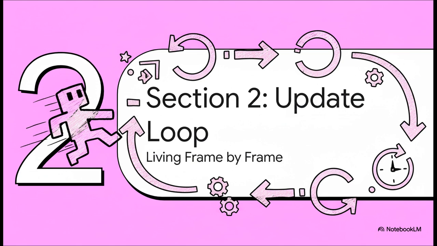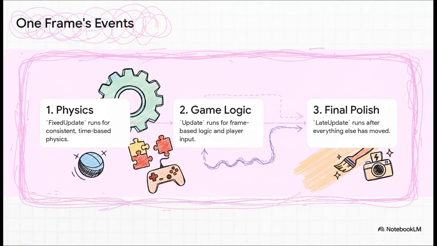Okay, initialization is done. Our object is officially alive and ready. Now we get to the main part of its life. The update loop. This is the heartbeat of your game, where all the dynamic, frame-by-frame action really happens. So, every single frame your game is running, this exact sequence plays out, over and over. First, Unity handles all the heavy physics lifting in a function called FixedUpdate. Then, it runs all your general game logic, your input checks, stuff like that, in Update. And finally, it does any last-minute cleanup or adjustments in LateUpdate.